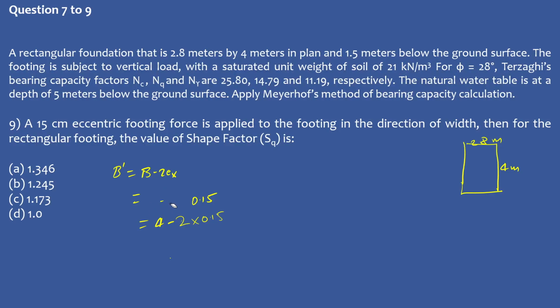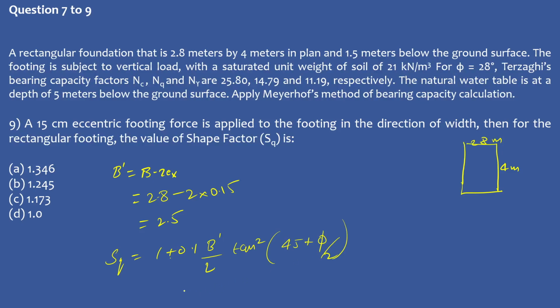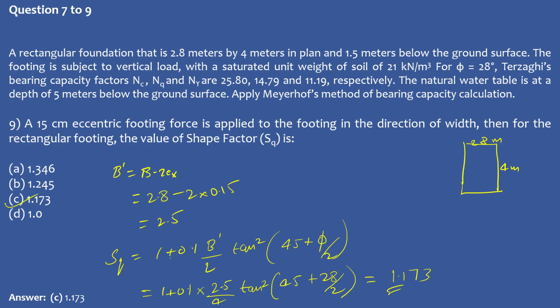So we need to consider the smaller dimension. So b in this case is 2.8, minus 2 into 0.15, which is none other than your 2.5. Your shape factor is then given by s equals 1 plus 0.1 b dash by l tan square (45 plus 5 by 2), which is your 1 plus 0.1 into 2.5 by 4, is your 1.173. Correct answer is C, 1.17.